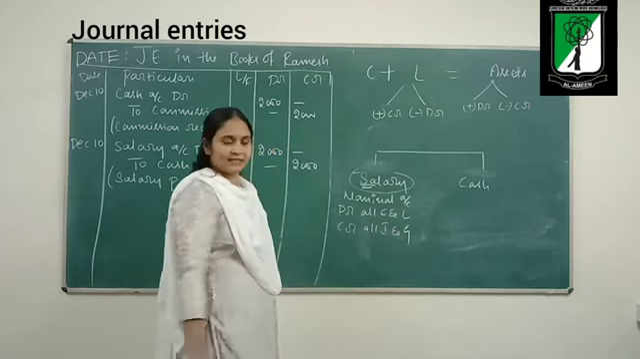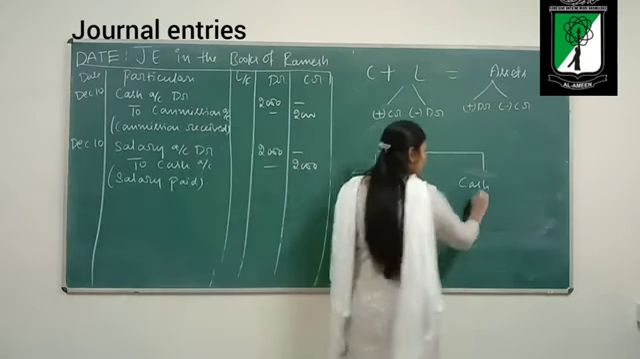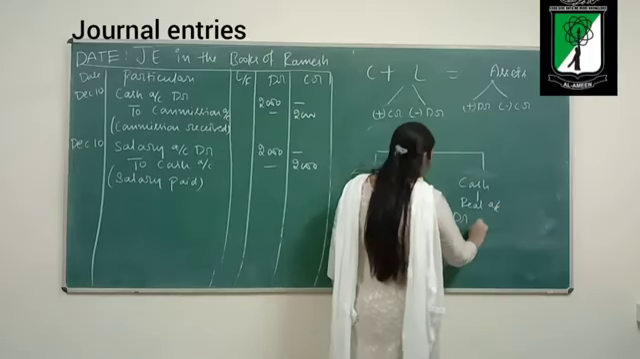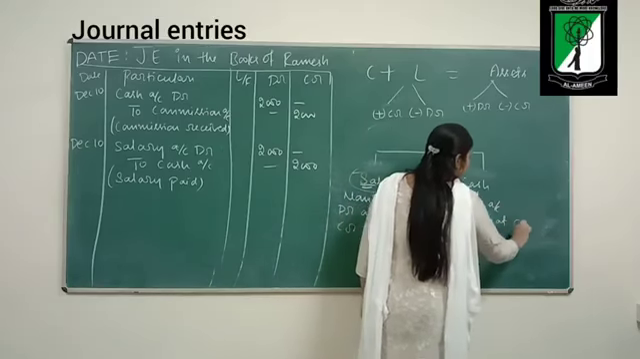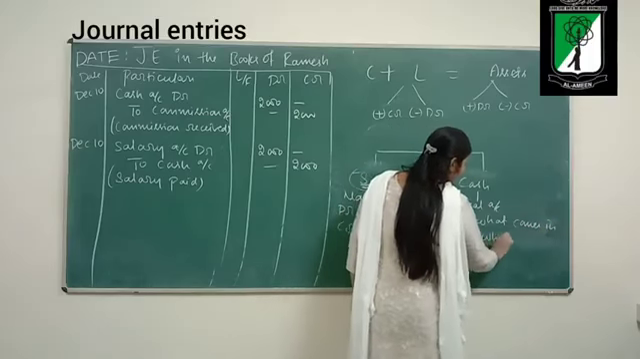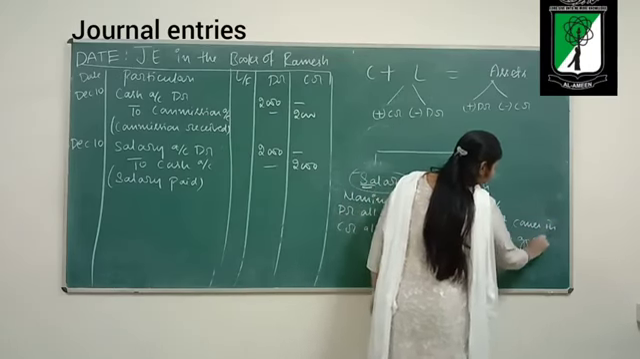Cash is an asset. For asset, which account rule? Real account rule. What does real account tell? Debit what comes in, credit what goes out.